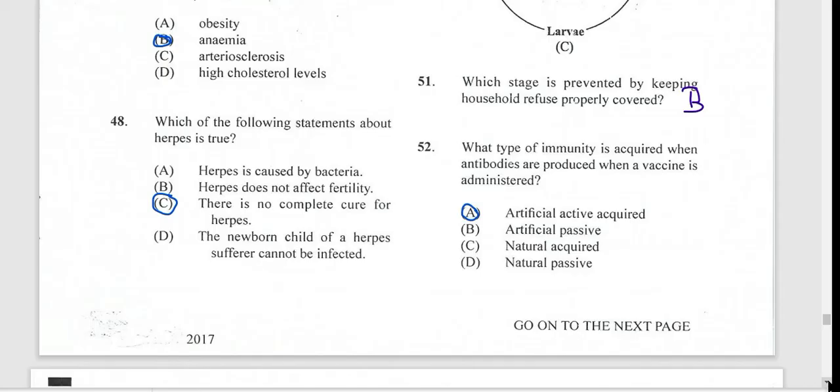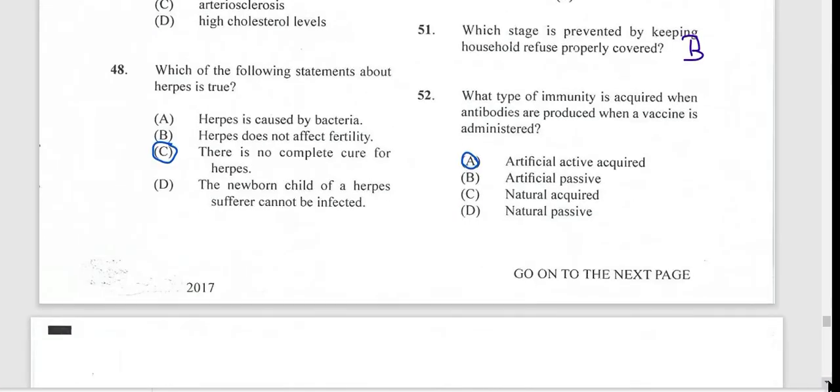For 52, what type of immunity is acquired when antibodies are produced when a vaccine is administered? That is going to be artificial, active, acquired. Alright? So, of course, it is administered, artificial, and acquired. Active, it's going to be developed. The antibodies will form in you, that makes it active. So for 52, your answer there is going to be A.